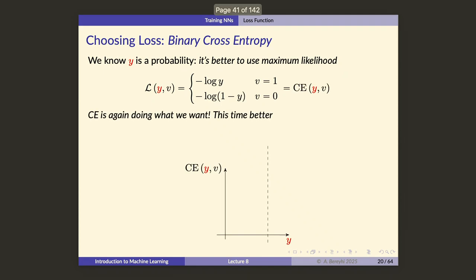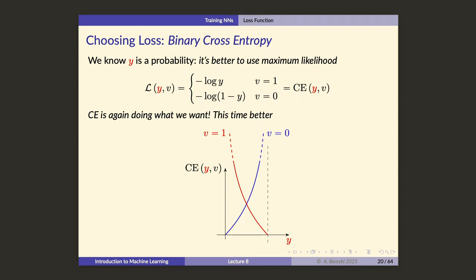So again, this is doing what I want, but it's doing it much better than the previous choice. Because if you look at it now, like I put v equal to 1, you see that it's again going to show the same behavior, but the difference is that when y gets very close to 0, then the loss value is hugely going up, right? So it's penalizing my deviation from y being close to 1 more heavily as compared to the other loss function, right? Same thing happens for the case of v equal to 0.